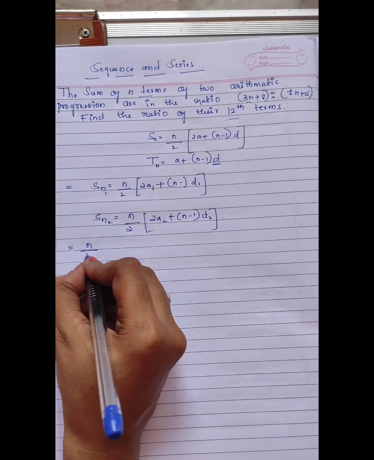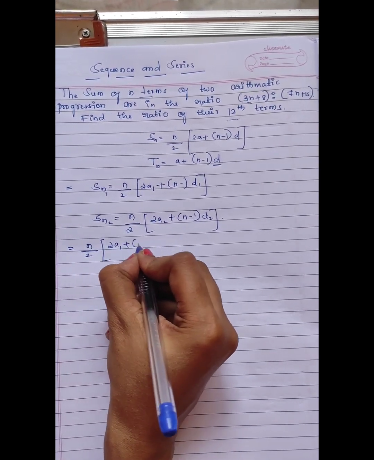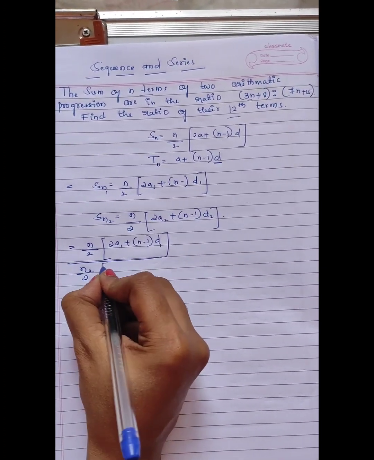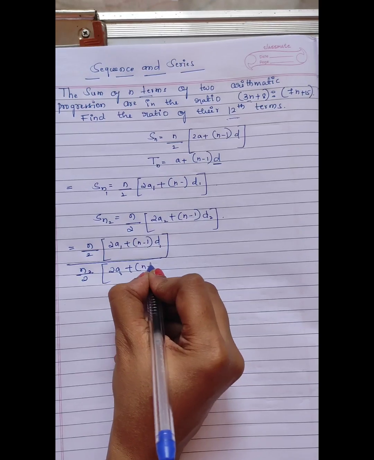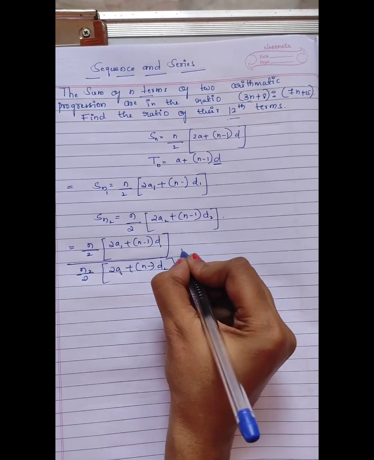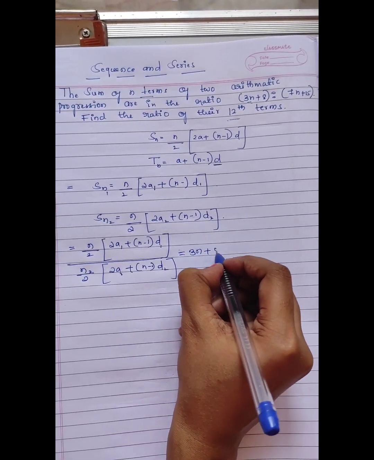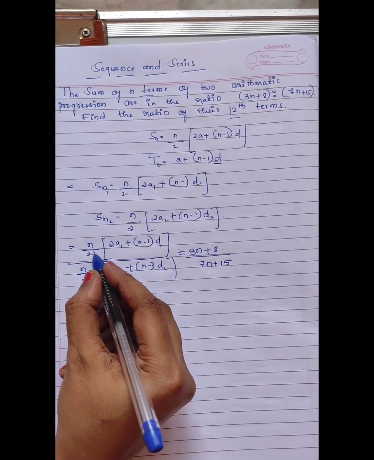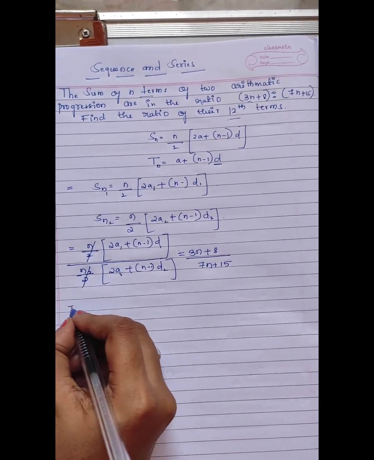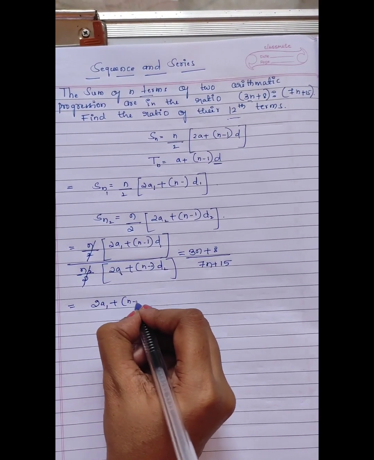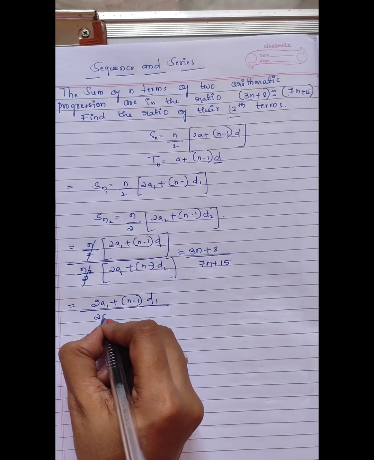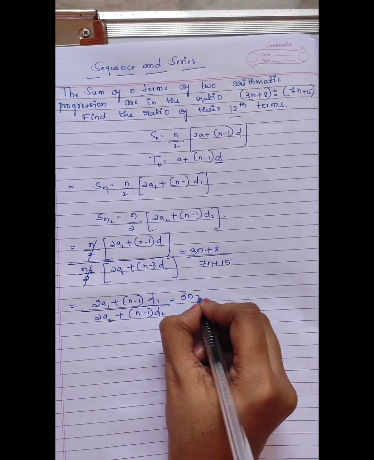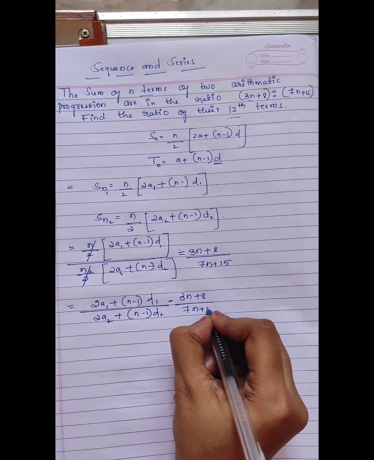So equating both: n by 2 into [2a1 plus (n minus 1) into d1] divided by n by 2 into [2a2 plus (n minus 1) into d2] equals 3n plus 8 divided by 7n plus 15. The n by 2 cancels, so we get [2a1 plus (n minus 1) d1] divided by [2a2 plus (n minus 1) d2] equals (3n plus 8) divided by (7n plus 15).